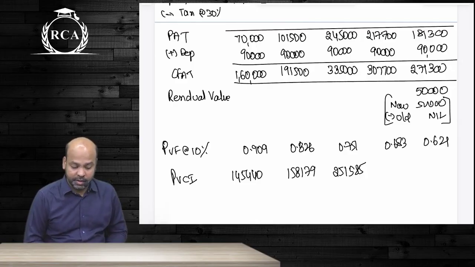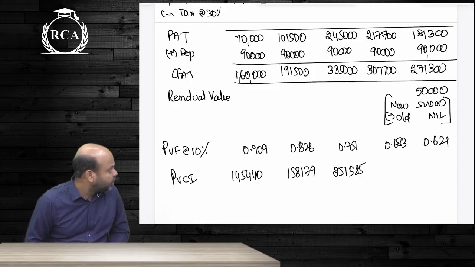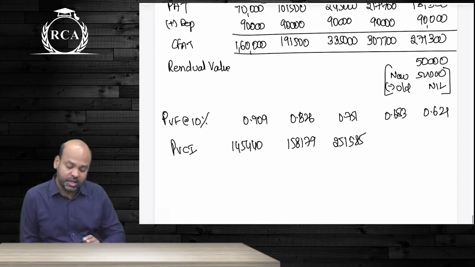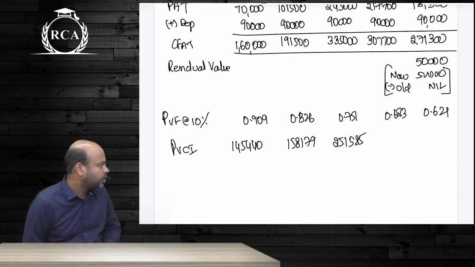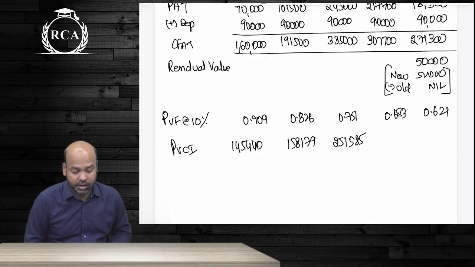क्वेश्चन 3 यही है बेटा. हाँ, उसमें 3 ही दिया. You'll have to multiply all the cash flows, guys, by the present value factors and you will get PVCI. फोर्थ ईयर का कितना है बेटा?